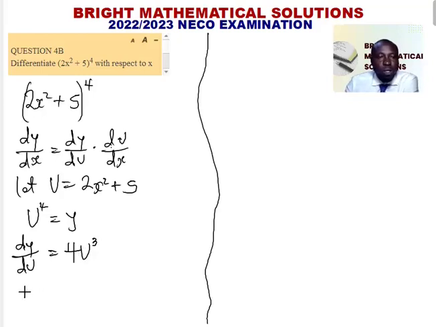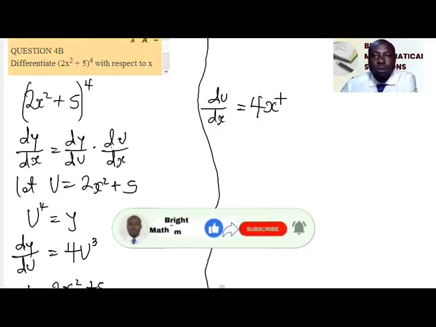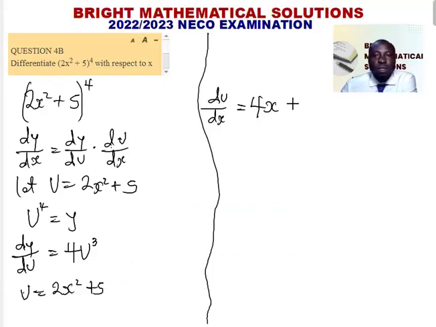Now let us differentiate u. Recall our u is said to be 2x squared plus 5. So du/dx will now become 2 multiplied by 2, that will give us 4x. 2 minus 1, so this remains 1, and differentiation of a constant is 0.